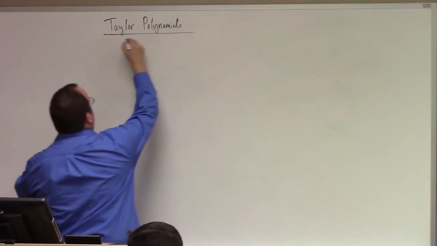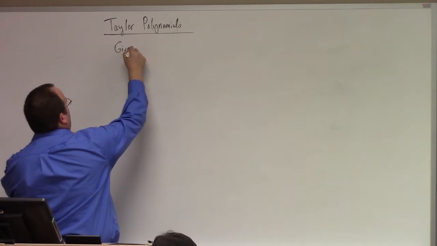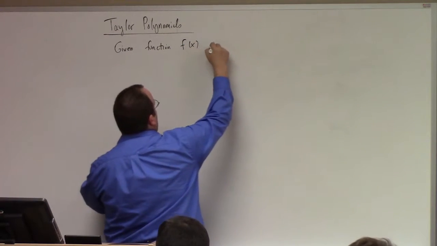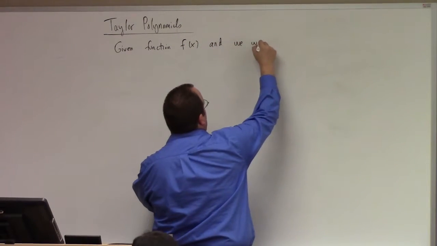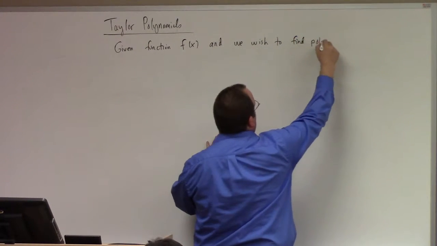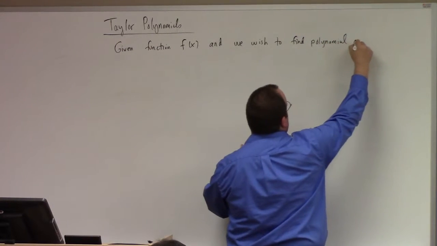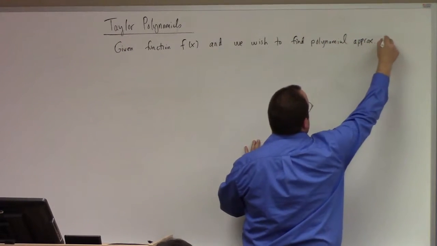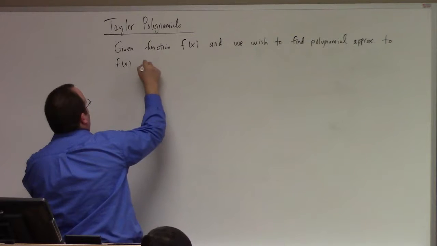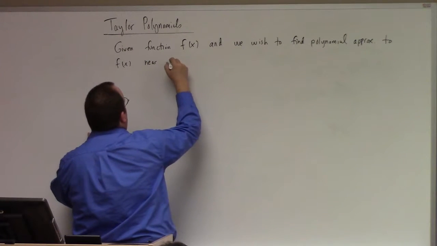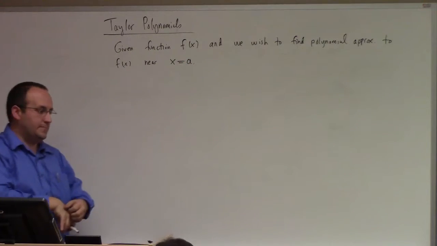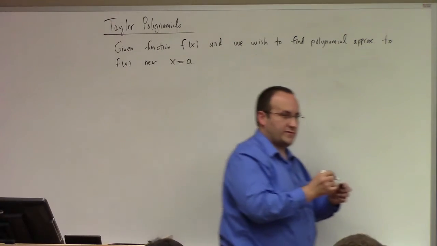All right. So here's the problem. We're given a function, say f of x, and we wish to find a polynomial approximation to f of x near x equals a. All right. So let me draw a picture of what we're trying to do.